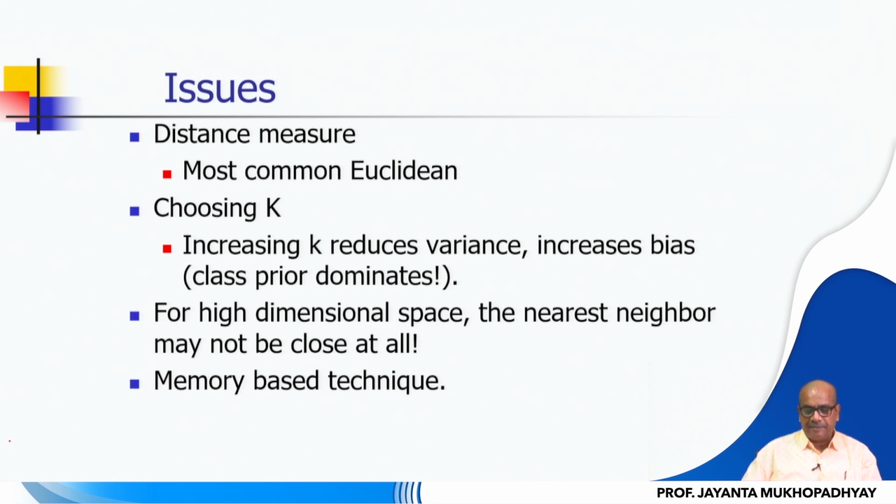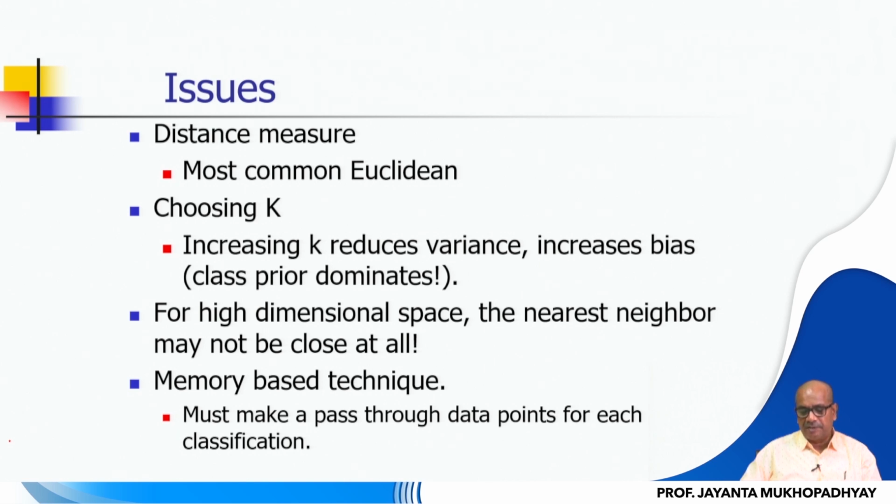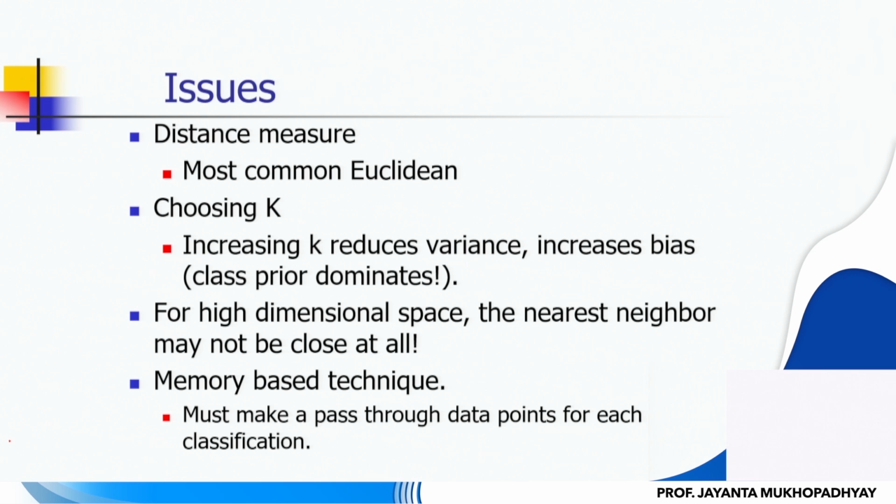For high dimensional space, the nearest neighbor may not be close at all. So that is another problem. For high dimensional space, these distances are not reflecting the closeness as it is reflected in low dimensional space. And it is a memory based technique, so it requires a lot of storage, and it must make a pass through the data points for each classification. That is why the method is very slow. There are certain advanced data structures by which this query could be made efficient, but still the method would be slow. So it is very much prohibitive for a large data set.